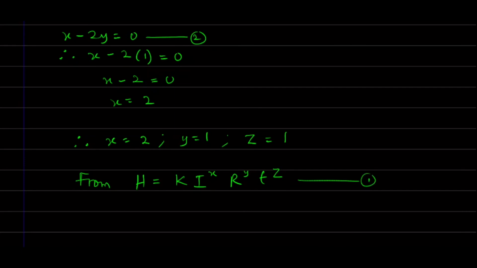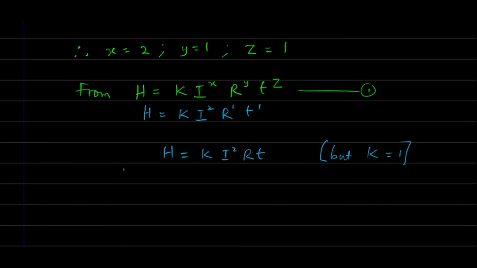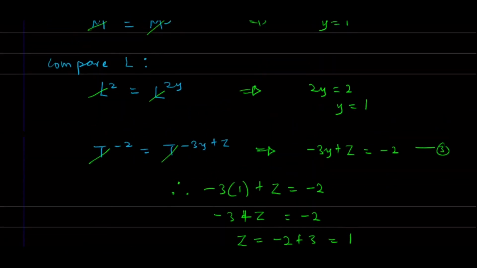So in that case, let's substitute our values. That means h is going to be equals to k I, the value for x is 2, the value for y is 1, and the value for z is also 1. So if we simplify further, h is going to be equals to k I squared r c. Now we take k to be equals to 1, so h is going to be equals to I squared r c, and this is the solution to the question stated above. So we have solved the example 5 question.